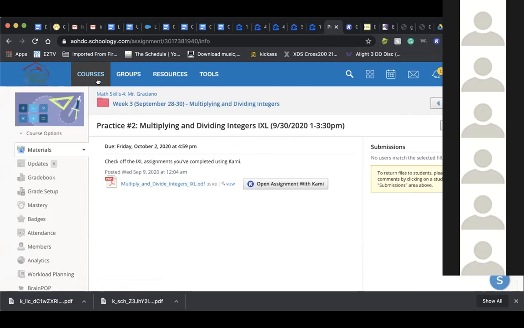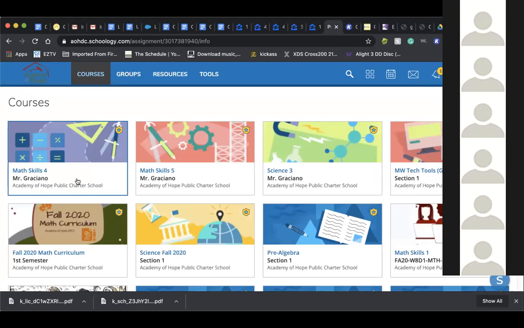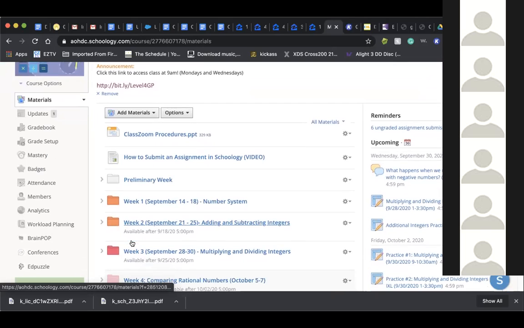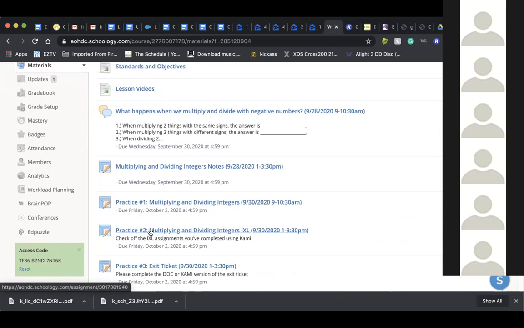Sure, no problem. So are you in Schoology, right? Yes, I was in IXL. Just give me 1 second. I can go back to Schoology. Yep, go back to Schoology. So I just want to show you how to get to this assignment to make sure you're turning it in properly. All right, so you're in Schoology, in your courses. Okay, good. So make sure you click on Math Skills 4. And courses, right? Yep, courses, Math Skills 4. Week 3. And practice number 2.